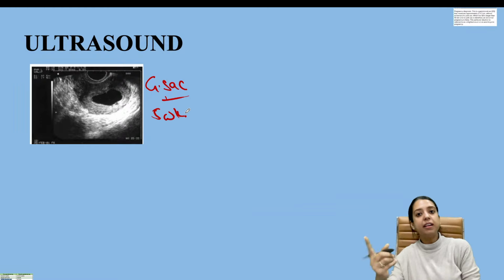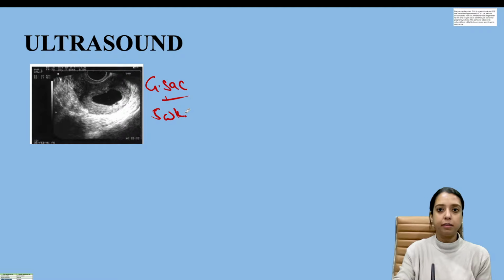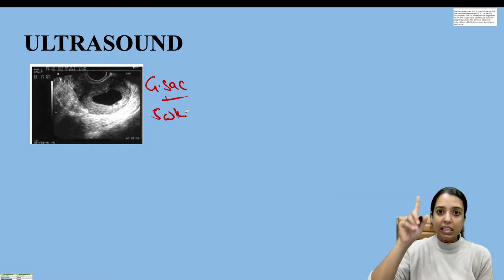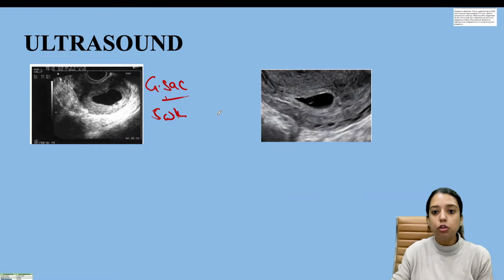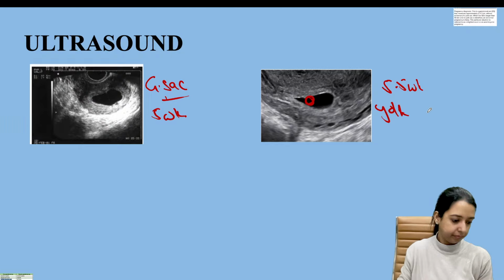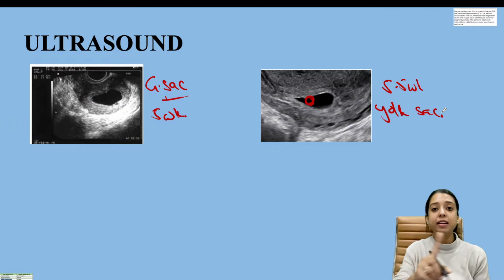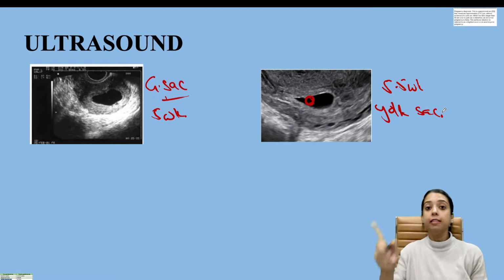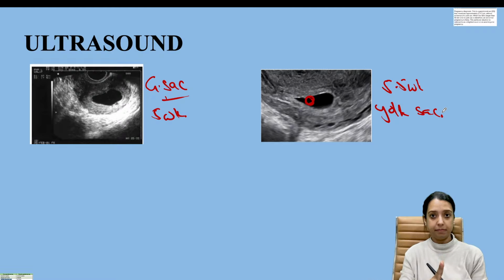The confirmatory sign of intrauterine pregnancy, that is, pregnancy in the uterus, is when you see a yolk sac, which is seen at 5.5 weeks. So seeing a yolk sac is the confirmatory sign of an intrauterine pregnancy. The first sign is the G-sac.